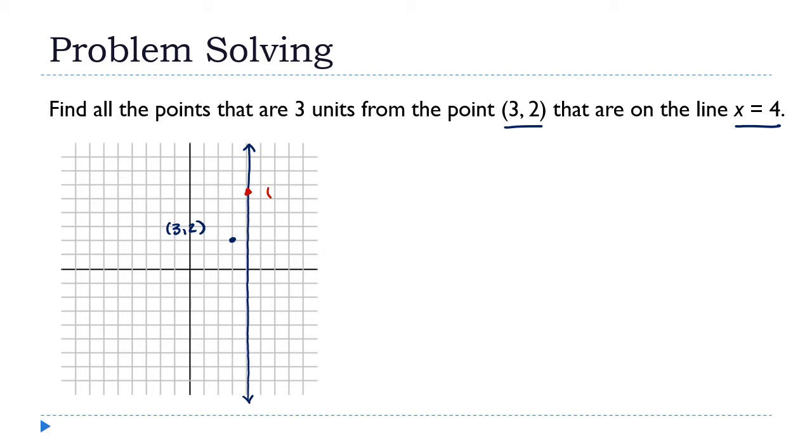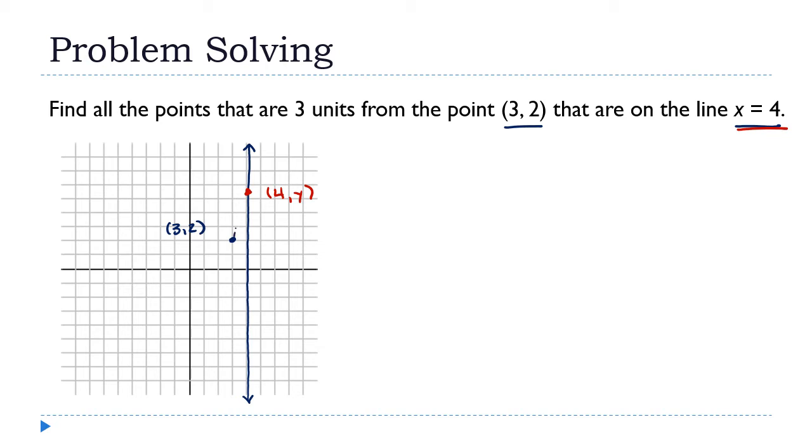Well, I know its x coordinate. I had to go over 4 units, right? It's on this line, x equals 4. So the coordinates of this point are 4, some y value that I don't know yet. All right, that's all I need, right?